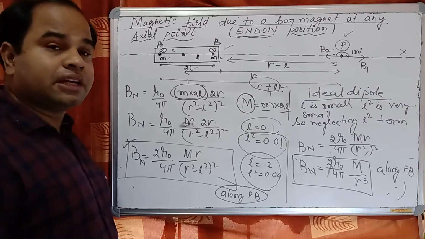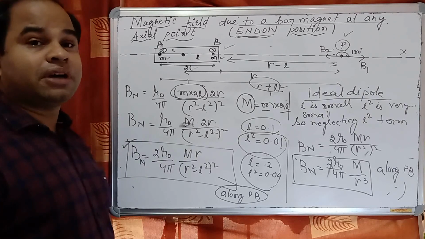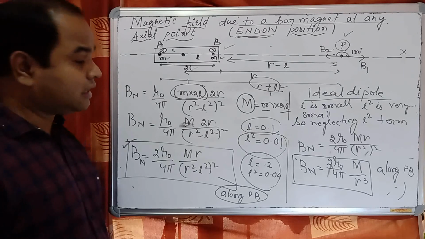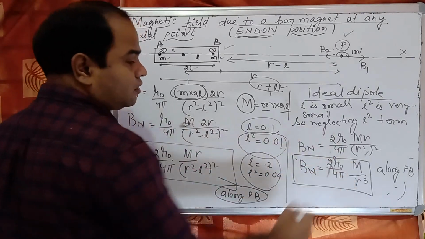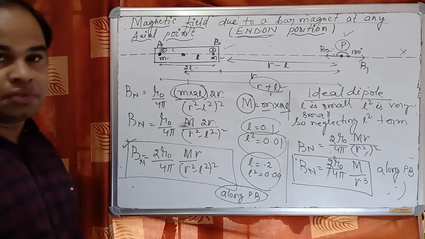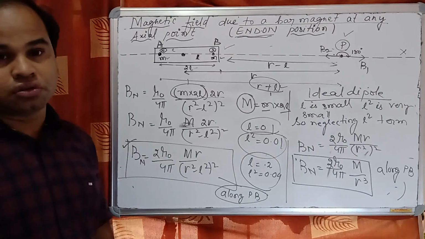If the bar magnet is an ideal dipole, in that case B net is equal to 2 mu naught by 4 pi m by r cube. The direction is along PB, that is south to north.